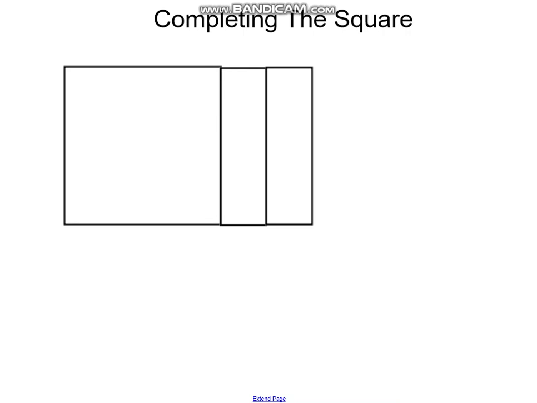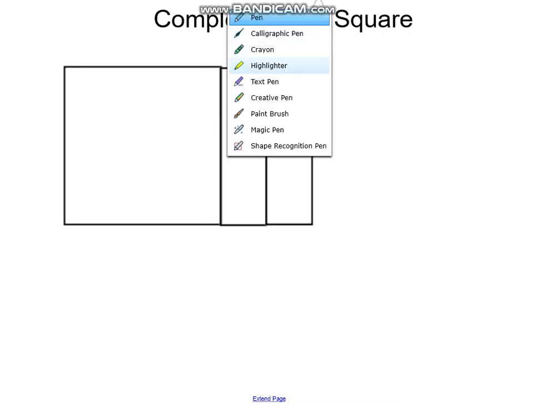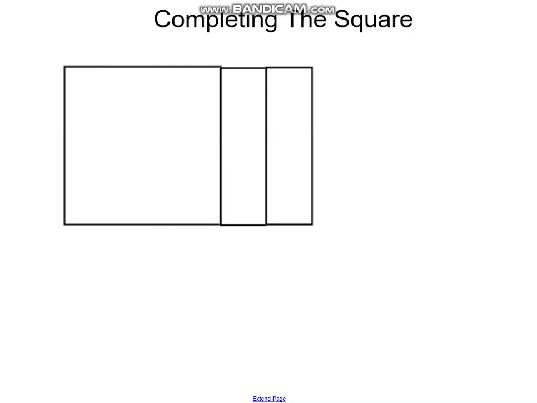Okay, here we go with completing the square. So first off, we've got ourselves a nice little rectangle here. I'm going to call that bit x, and this part is going to be a square, so that's x and x, that's x squared. And this bit here I'm going to call 6, so all the way across here is 6. So the area of the whole thing we might say is x squared plus 6x.